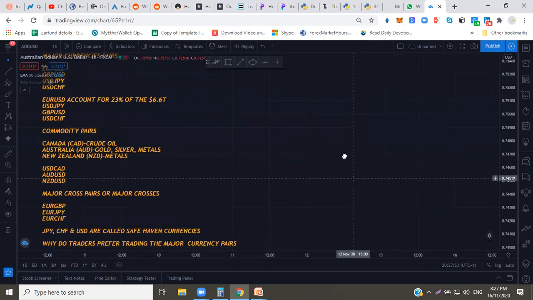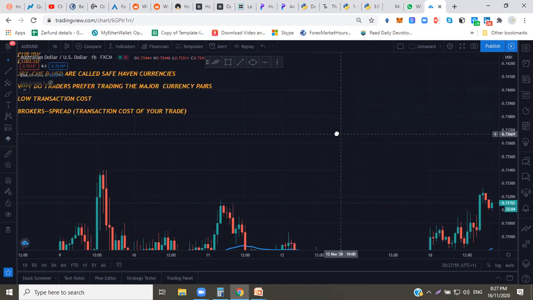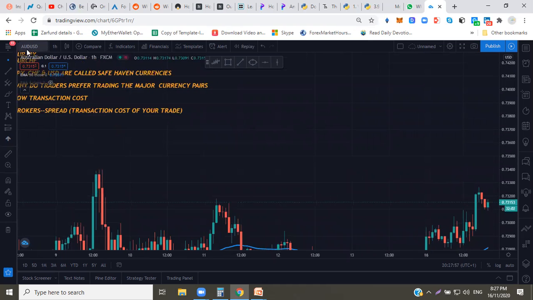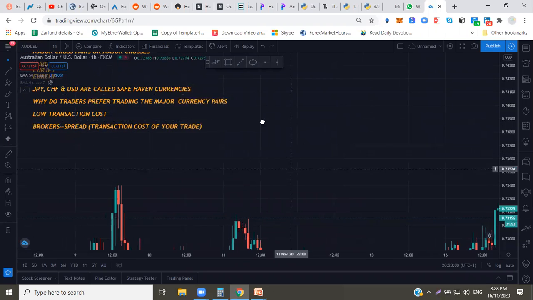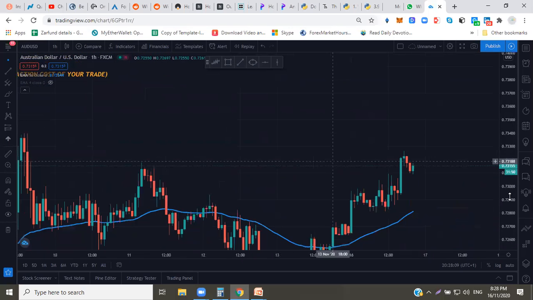Let me give you an example. Right now we are on the AUD USD 1 hour chart, can you see this? Yes. You will see this blue line, this green line or blue line. Can you see it? Yes. So now this is the current price of AUD USD, the current quote.